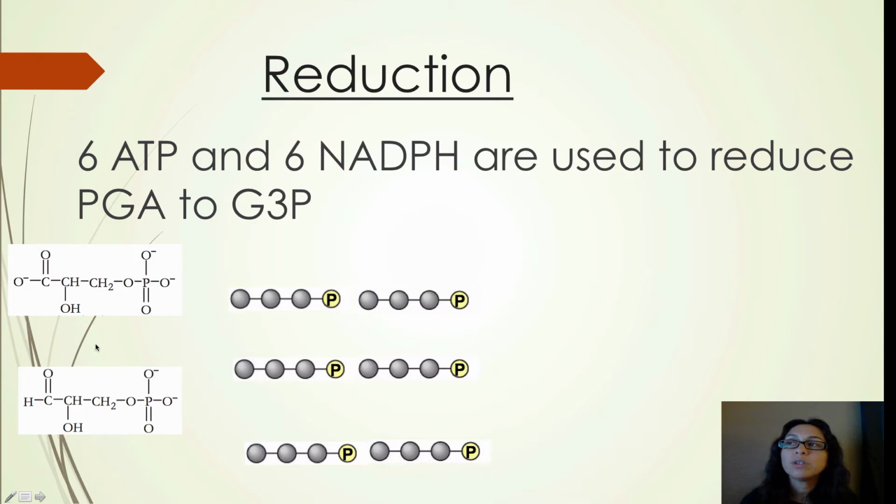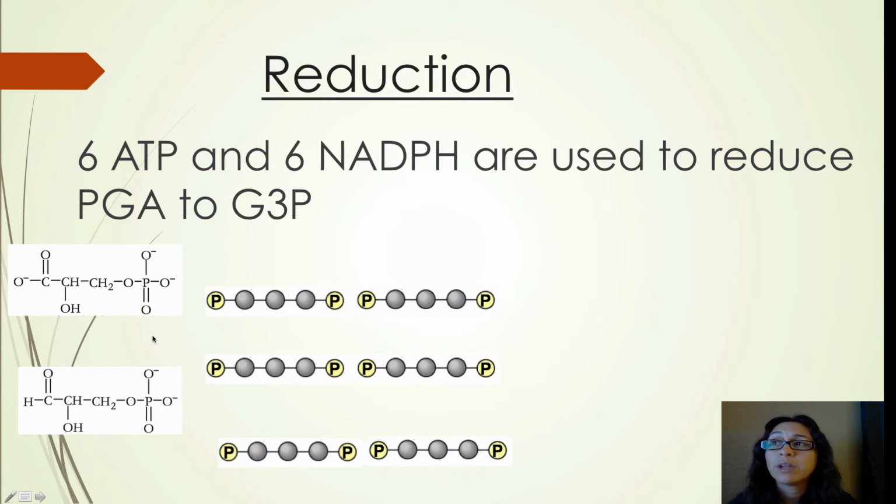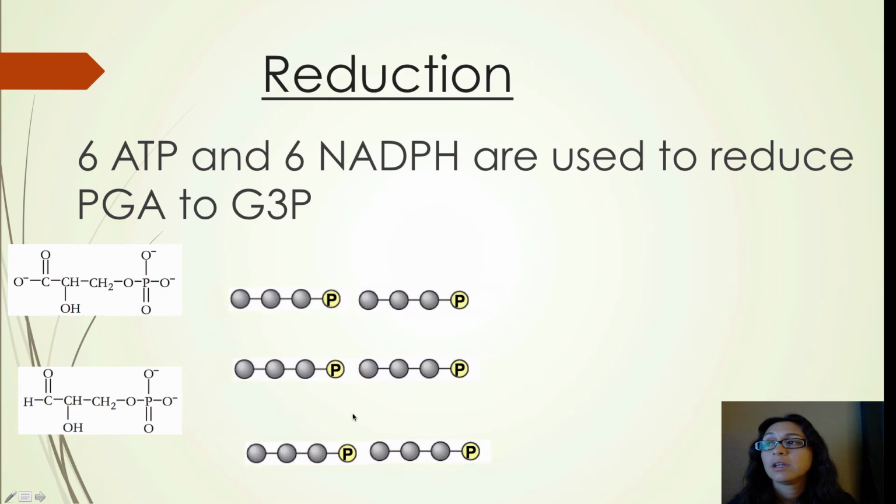In order to reduce PGA to G3P, the first thing that has to happen is to phosphorylate it. That's where the 6 ATP come in. 6 ATP donate a phosphate, turning them into ADP, and they phosphorylate the PGA. Now you can see they all have phosphate added onto the ends here. But we haven't reduced it yet. Then the NADPH come in, and they're going to donate their hydrogens and replace the phosphate that was just added on by the ATP.